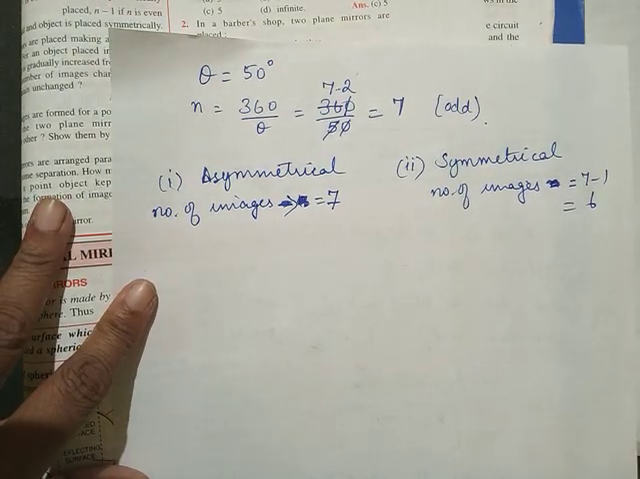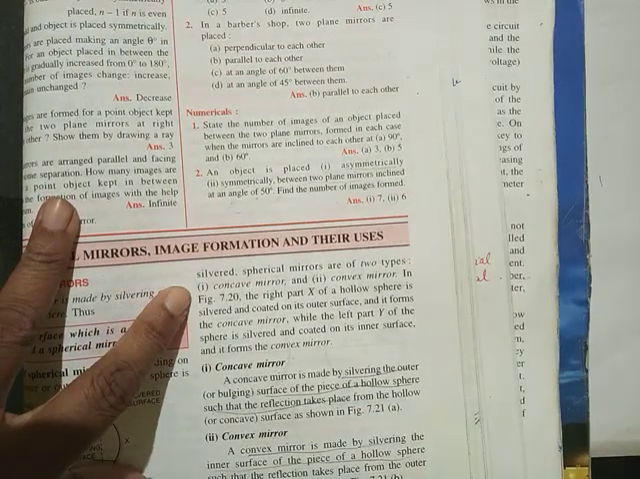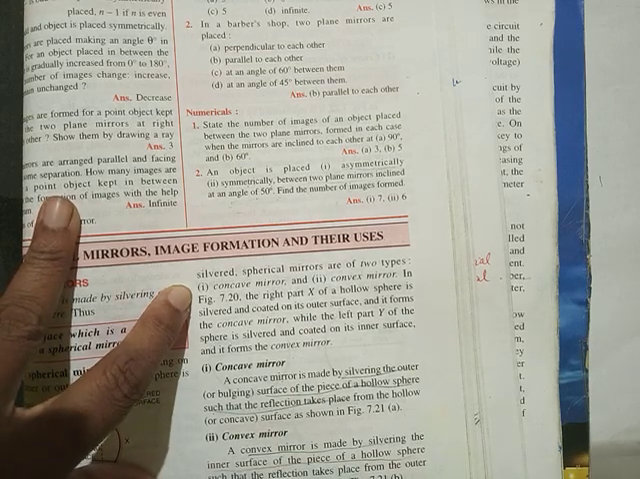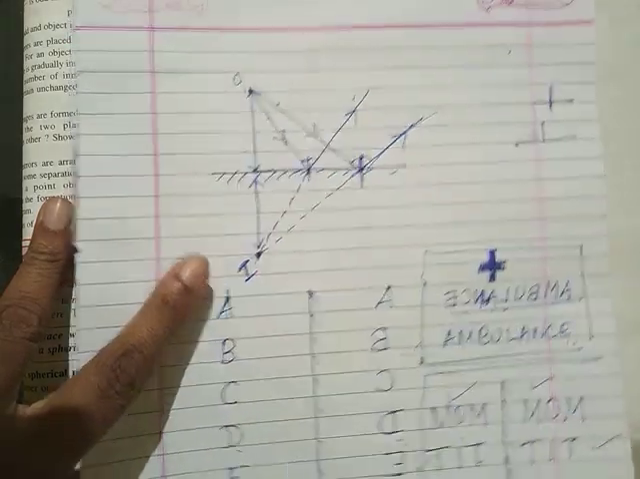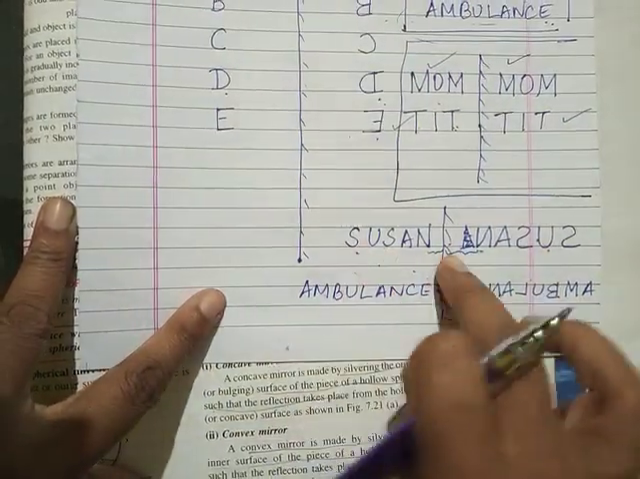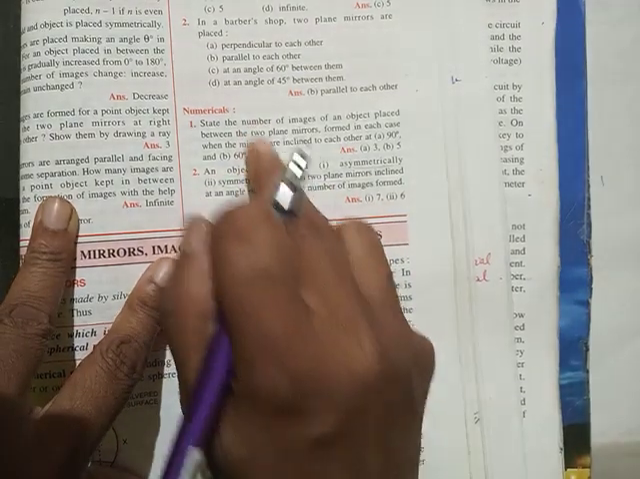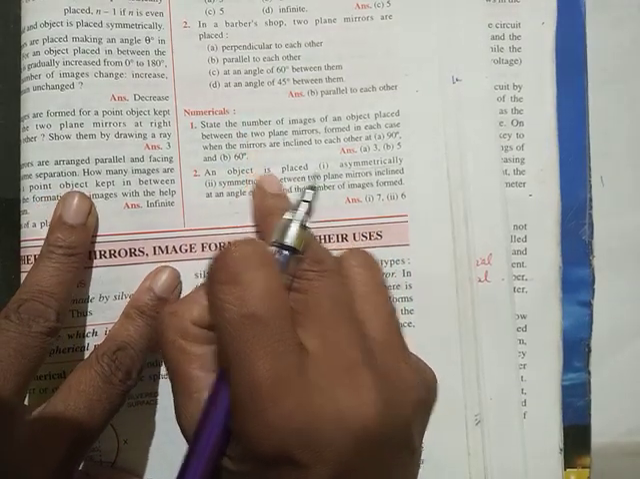Today you would have drawn this ray diagram. I want you to write your name's mirror image, and then solve these two numericals. That's the homework for today.